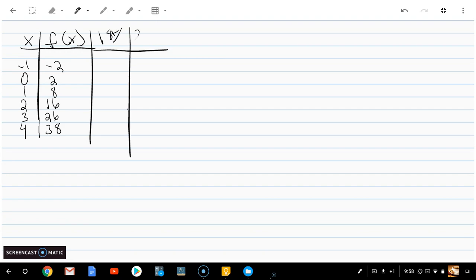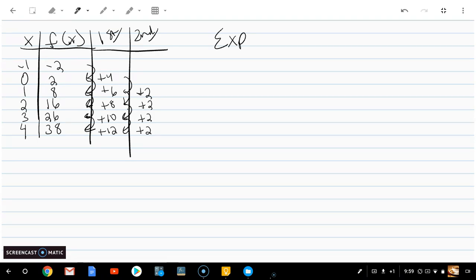So I'm just going to do this to help. And so we already did this. That was +4, 6, 8, 10, 12. And then the second difference, all the way down, was +2. So rewrite that also, or you can just use underneath where your notes are from the recursive. That's going to help. So now we're going to do the explicit equation.